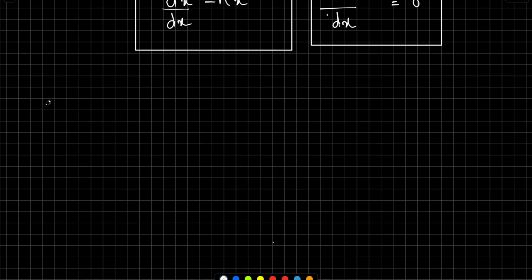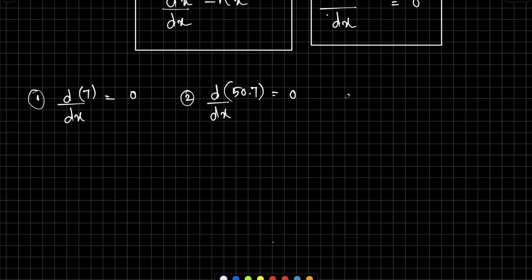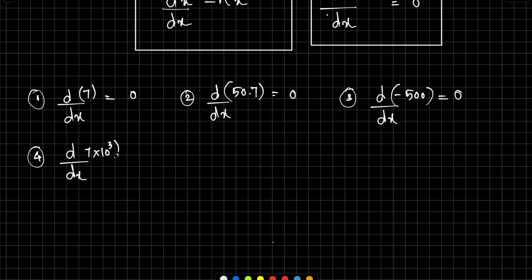Let's solve some problems now. Question number 1, d by dx of 7. 7 is a constant, so 0. d by dx of 50.7. 50.7 is another constant, so 0. d by dx of minus 500. Minus 500 is a constant, so 0. d by dx of 7 times 10 to the power of 3. 7 times 10 to the power of 3 is a constant, 0.